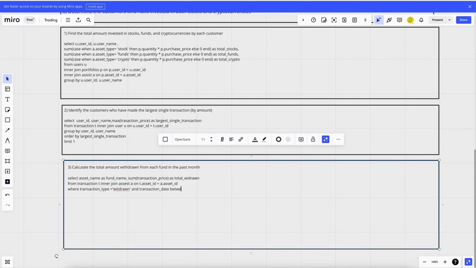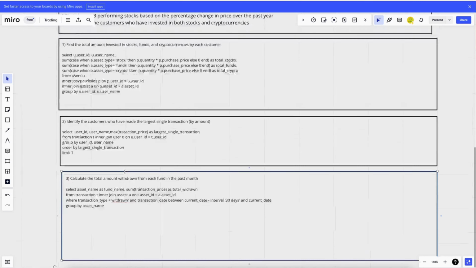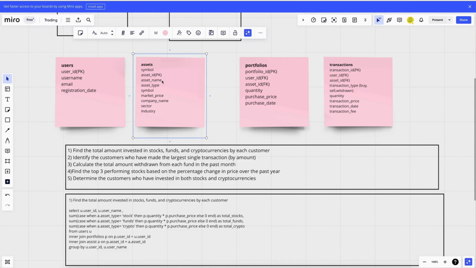You can say transaction date between current date, and do a group by asset name. If the interviewer specifically mentions we just want to see just the asset type, here asset type can be three types: that will be stock, fund, and crypto.